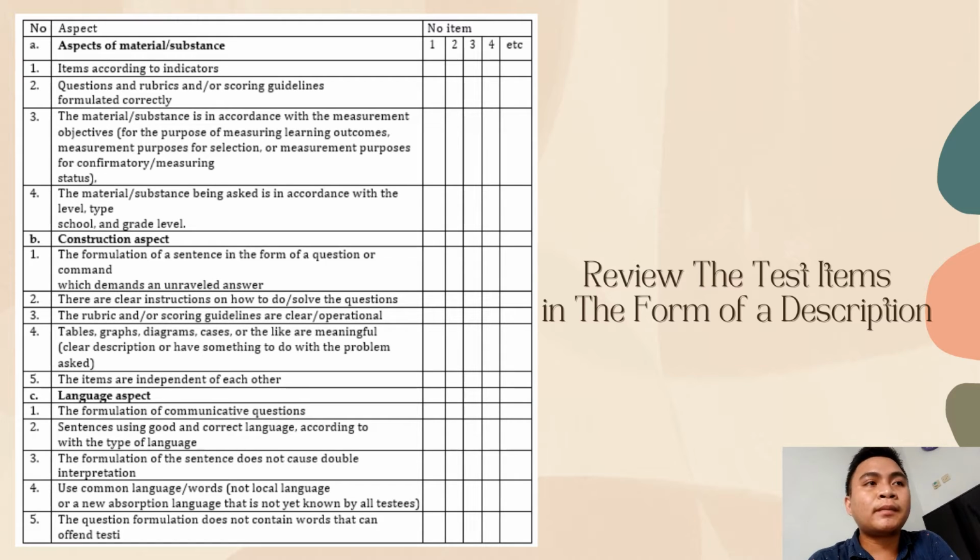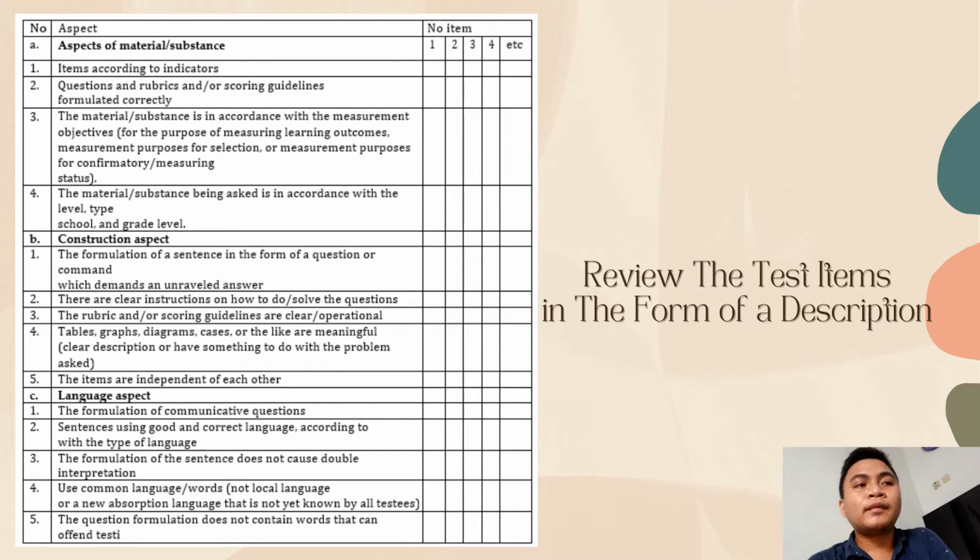So this is for the aspects. The first one is the aspect of material or substance. The first one is item according to indicators. Second, questions and rubrics and/or scoring guideline formulated correctly. Third, the material substance is in accordance with the measurement objective. The fourth, the material or substance being asked is in accordance with the level or type, school, and grade level. And then the construction aspect, the formulation of a sentence in the form of a question or command which demands an unrivaled answer.